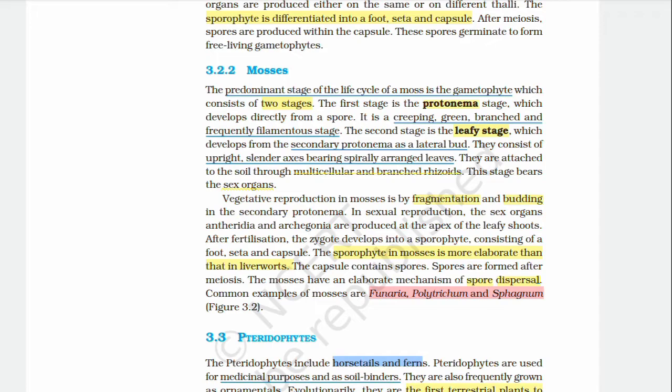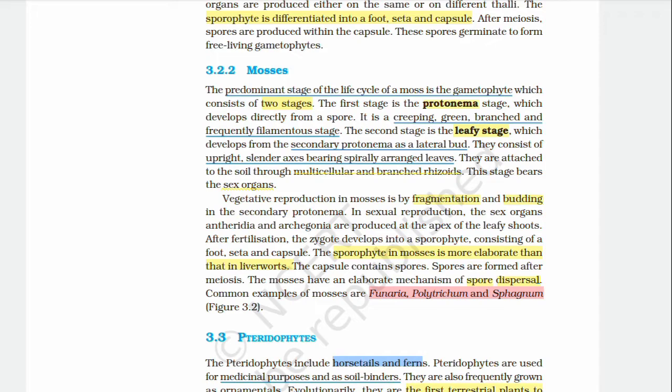lateral bud, leafy stage. Okay, this consists of upright slender axis bearing spirally arranged leaf. Protonema was creeping but leafy stage was upright, and they have multicellular and branched rhizoids. What are rhizoids? Root like structure. And this stage bears sex organs. The reproduction is by fragmentation and budding in the secondary protonema.